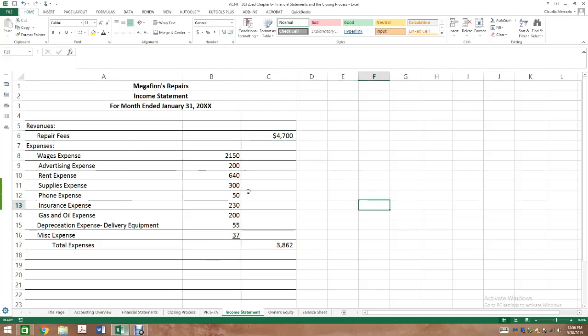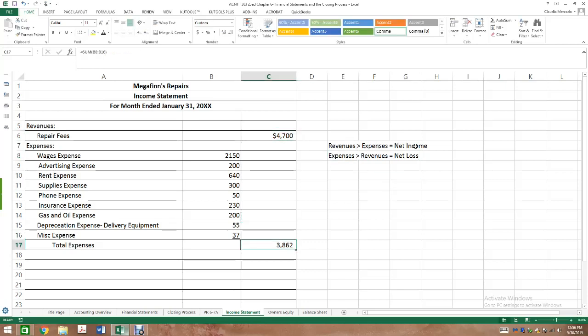My total expenses, this is how much money you spend in the operations of your business. You spend $3,862. Because my revenues are greater than my expenses, if your revenues are greater than expenses, then you're going to have a net income. If your expenses are greater than your revenues, then you're going to have a net loss. In this case, my revenues are greater than my expenses, so I'm going to have net income.